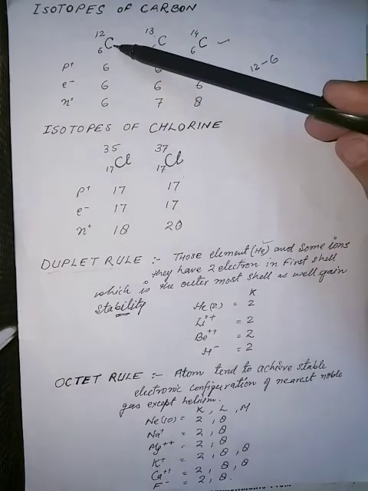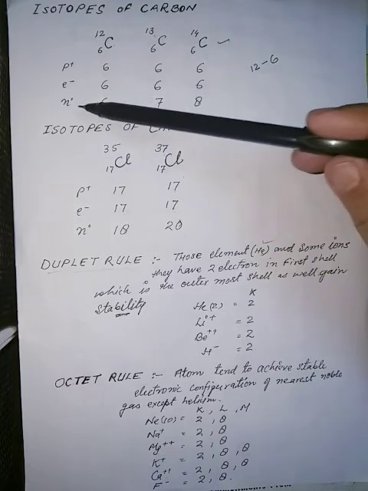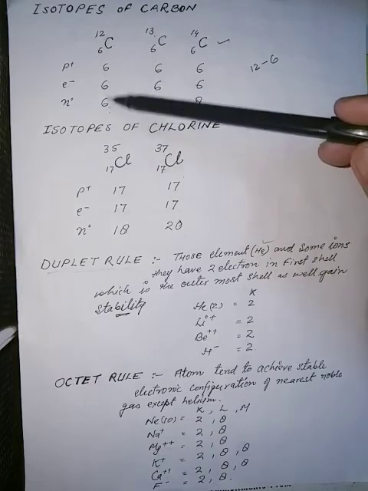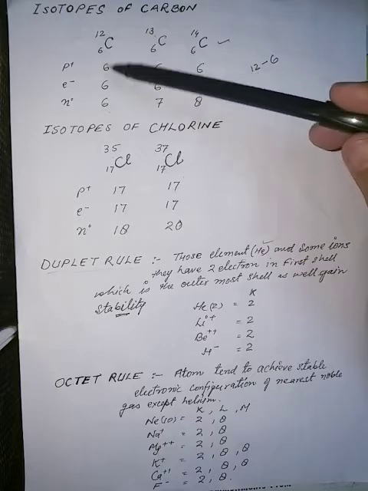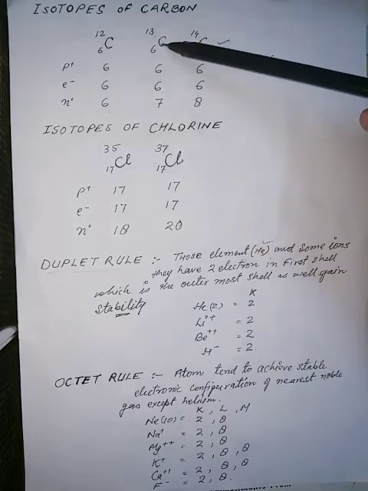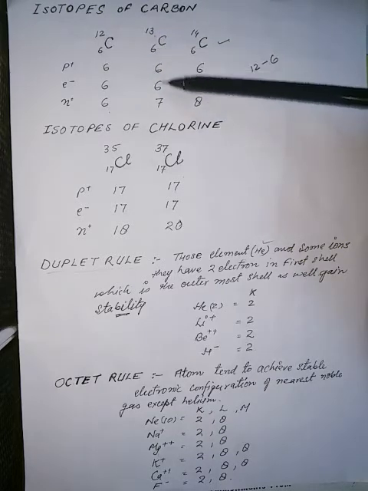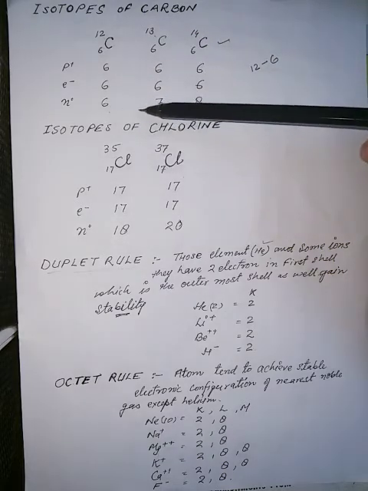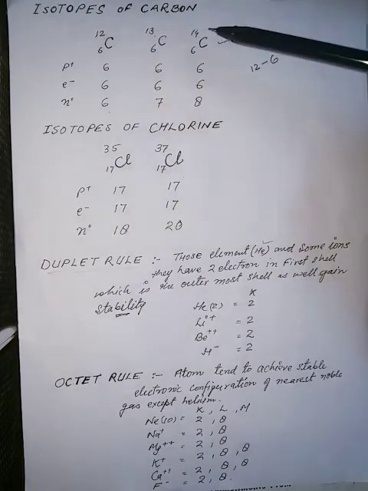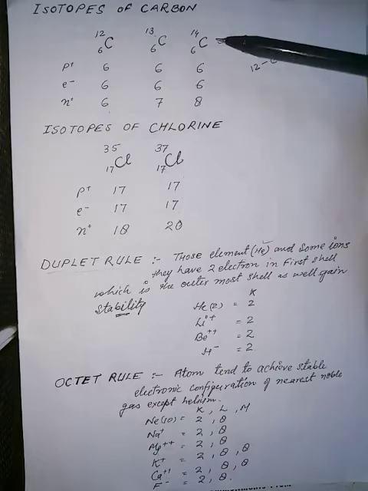Why is the mass number different? You can see here, you can take the neutrons. The number of neutrons is the difference between the mass number and the atomic number. So 12 minus 6 is 6. In the case of carbon 13, 13 minus 6 is 7. 14 minus 6 is equal to 8. So due to the different numbers of neutrons, their mass numbers are different and they form isotopes.